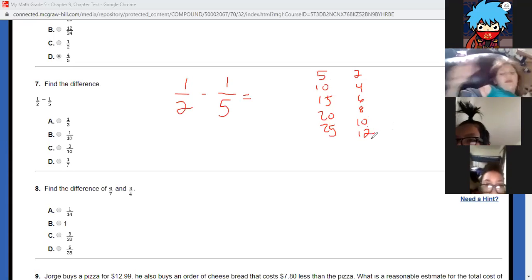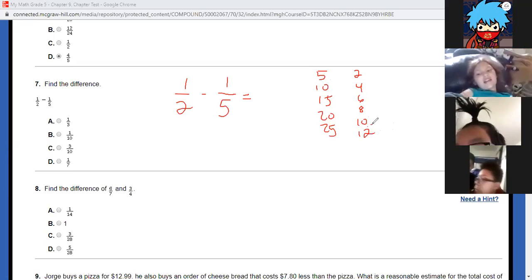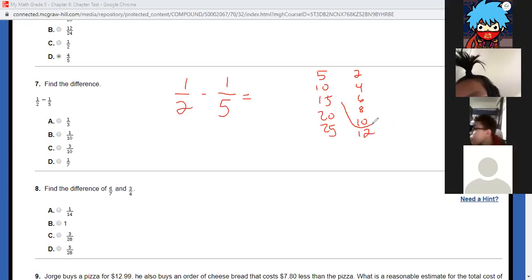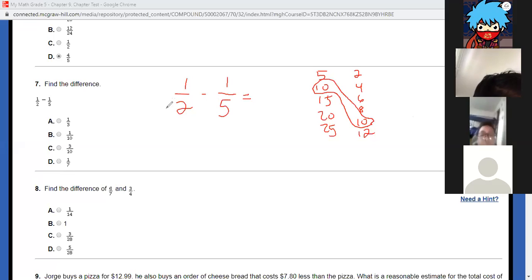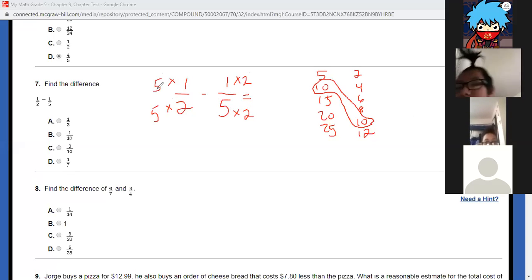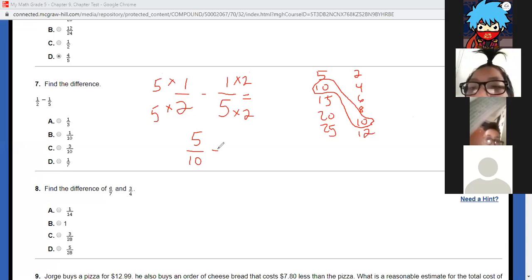So wouldn't it be 10, right? It would be 10 because they both have a 10 in common. So to get that, we have to do 2 times 5 and then 5 times 2. We do that on the top as well. Right? Good. Which gives us 5 over 10 minus 2 over 10.